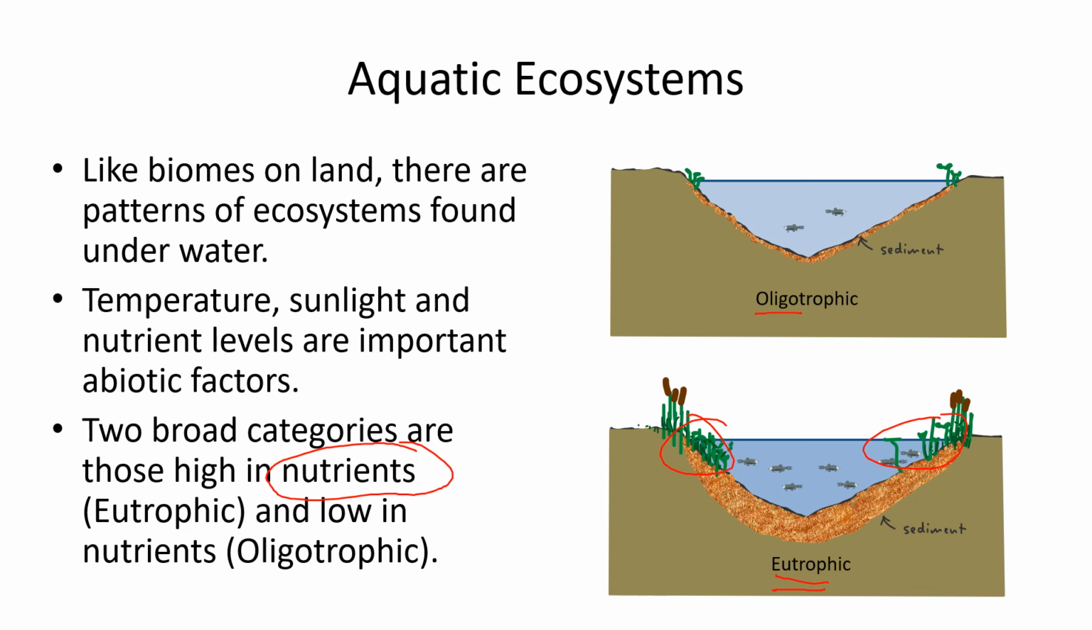Now when there's low nutrients, it's called oligotrophic, and that means you're going to have less producer growth, and of course that means fewer other organisms that can survive there as well.